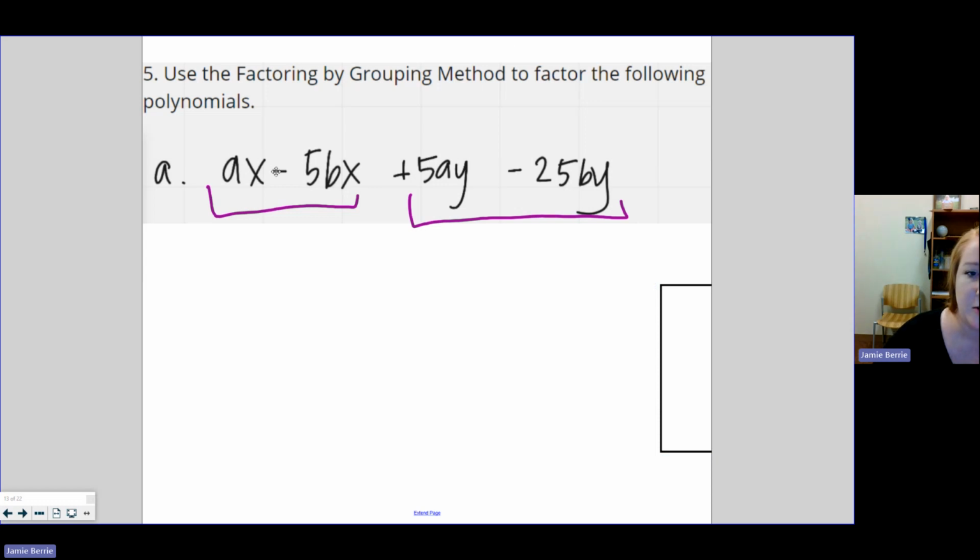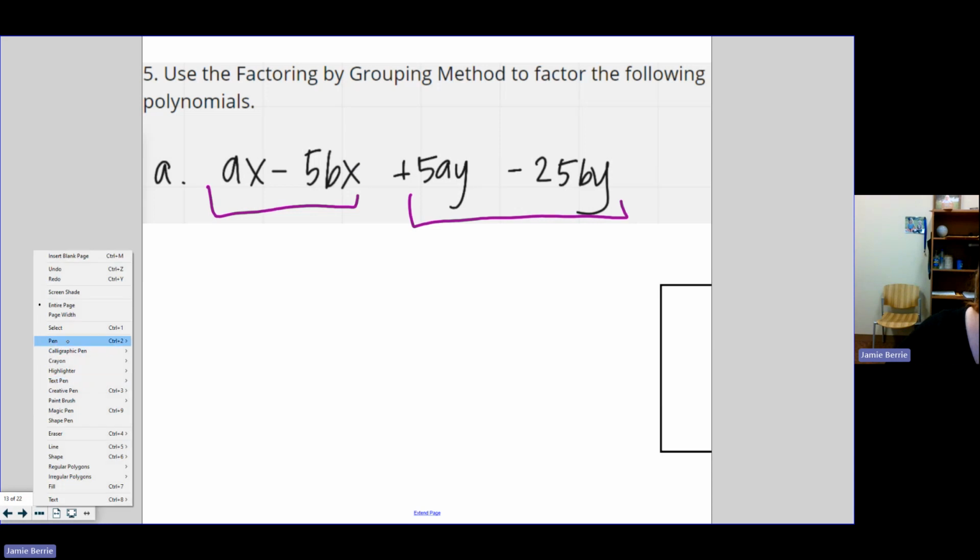All right, so we're just going to ignore these second two terms as we look at the first two terms. Just don't even look at this second group. Just look at the first group. It says ax minus 5bx. So when you look at those, can you tell what they have in common? What do those two terms have in common?